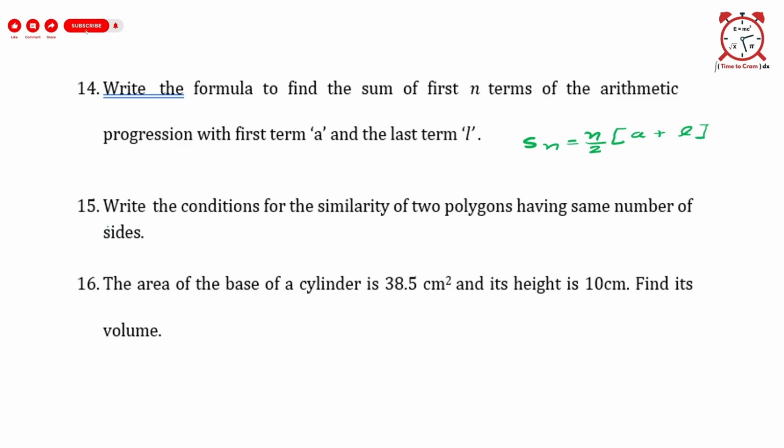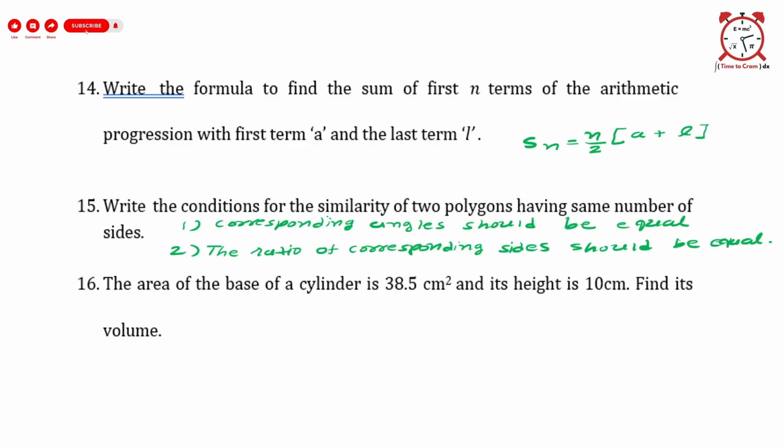Now question number 15, write the condition for the similarity of two polygons having the same number of sides. So the conditions are: first condition, corresponding angles should be equal, and second condition, the ratio of corresponding sides should also be equal. So there are two conditions for that.